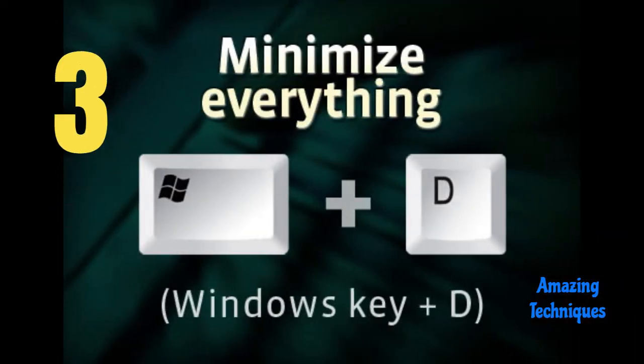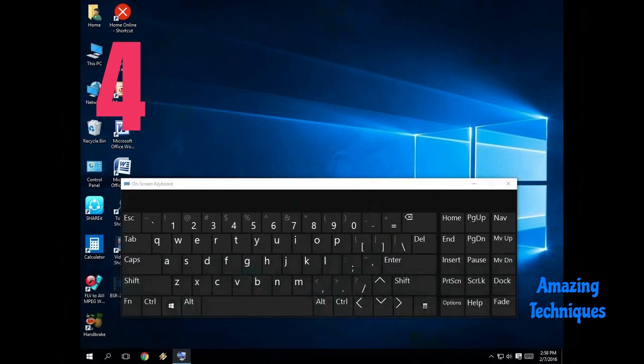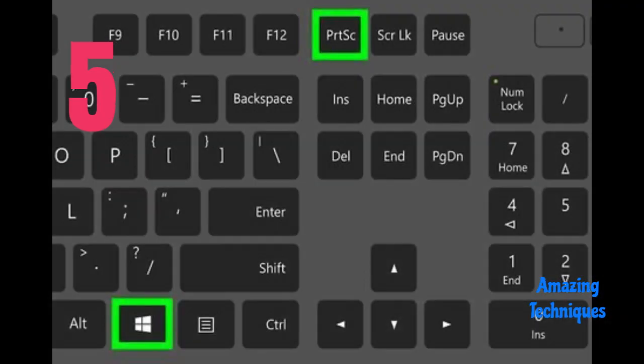Press Windows plus D to display and hide the desktop if lots of files are open. Press Windows plus Ctrl plus O to open the on-screen keyboard. Press Windows logo key plus Print Screen button as a shortcut for print screen.